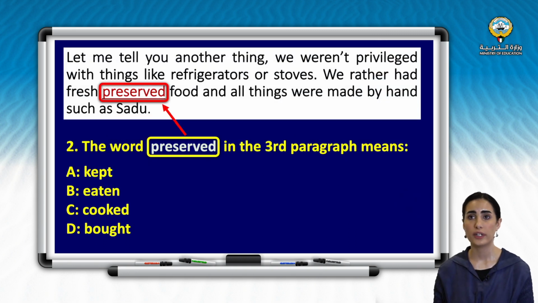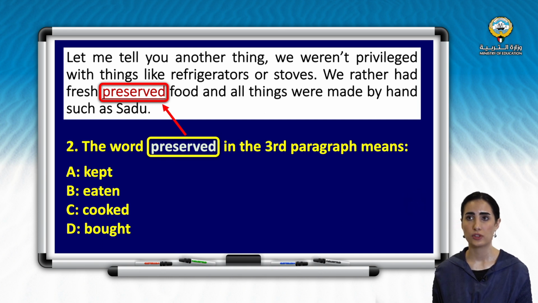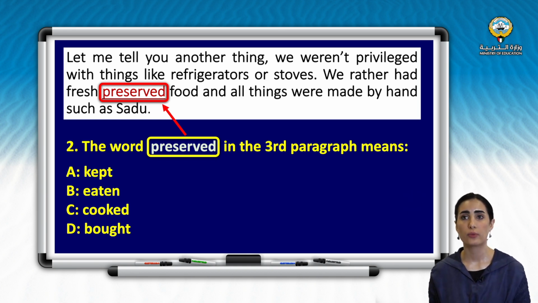Number 2, the word preserved in the third paragraph means what? Is it A, kept, B, eaten, C, cooked, D, bought? So first, underline the word preserved in the third paragraph and look for the key word so you can understand and guess the meaning. So we have fresh, we have food. So preserve here means A, kept.